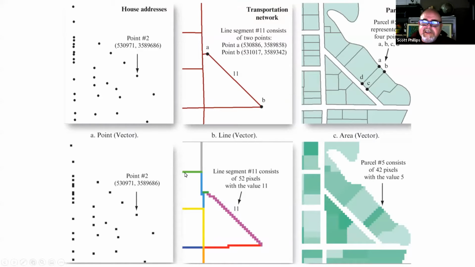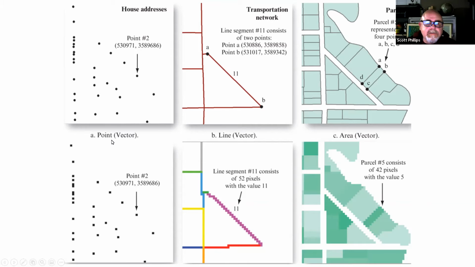All right, let's look back at this figure. Let's say we have home addresses in a vector model. These would be represented by geometric points. Here's a transportation network that's represented by polylines. Here's parcels that are represented by areas or polygons, we call them.